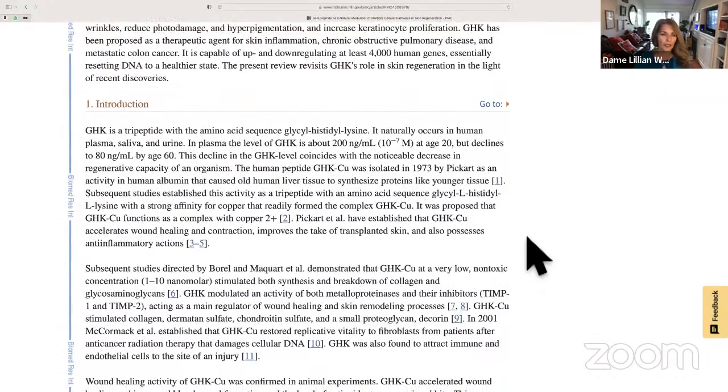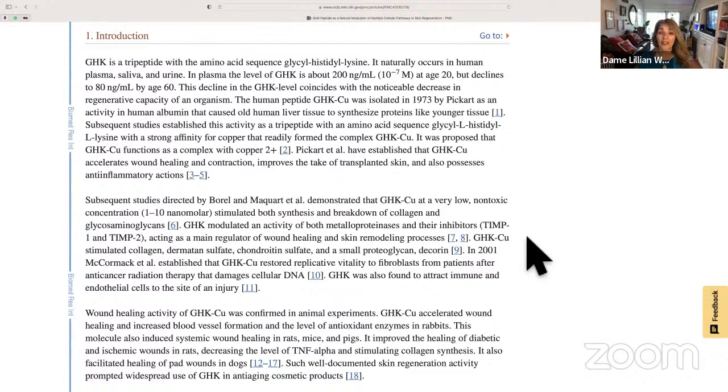Introduction to this particular paper. It says GHK is a tripeptide with the amino acid sequence glycyl, histidyl, lysine. It naturally occurs in human plasma, saliva, and urine. So it's basically telling you that we're finding it within the human plasma. It could be blood plasma, saliva, your spit, and urine, pee.